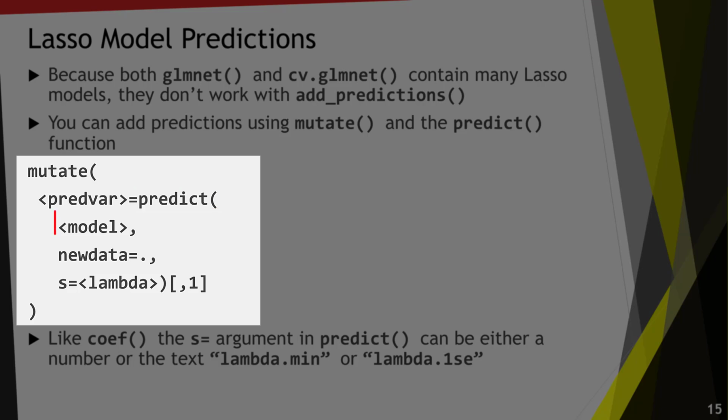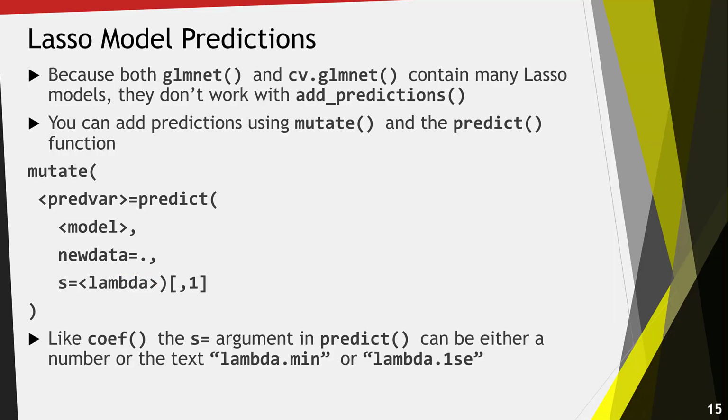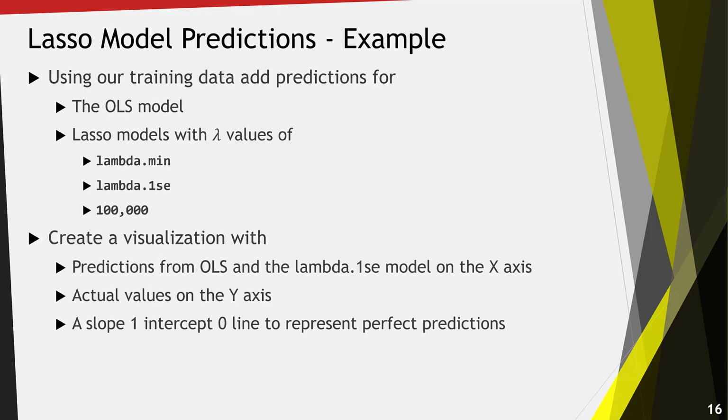It takes 3 arguments. First, we provide a model. Next, we need to provide the data that's used to predict. Since we're piping our data into this mutate verb, you can just use the dplyr shortcut of a period to say use the data that I've piped in as my prediction data. Lastly, we use the s equals argument to set the value of lambda. It can either be a number for a value of lambda, or it can be lambda.min or lambda.1se in quotation marks. Finally, after predict, we have to put a bracket, a comma, a number 1, and then a closing bracket. This is because the predict function returns a matrix, and we only want the first column of it. Doing all of this, we'll add a new column to your tibble that has predictions from the specified Lasso model. So we'll add predictions from our Lasso model to our existing data.